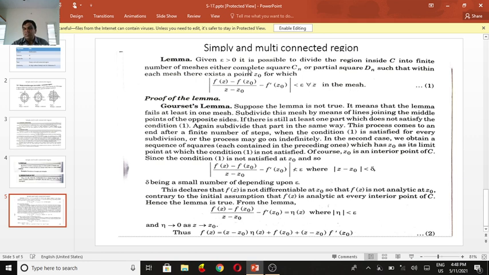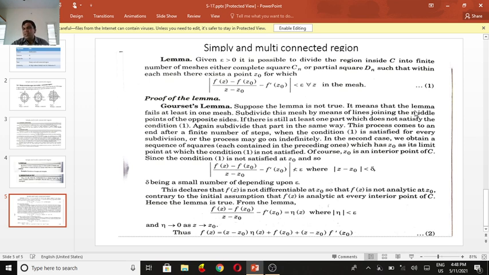See, this is the definition: the absolute value of (f of z minus f of z0) divided by (z minus z0) is the derivative, but the difference between this and the definition of the derivative is made very small. Now the proof of the lemma. Suppose the lemma is not true. Assume that the lemma is not true.